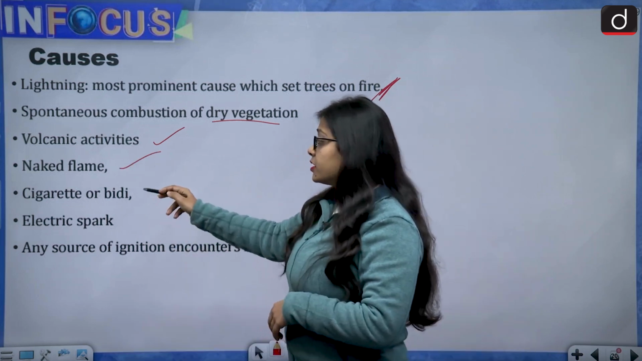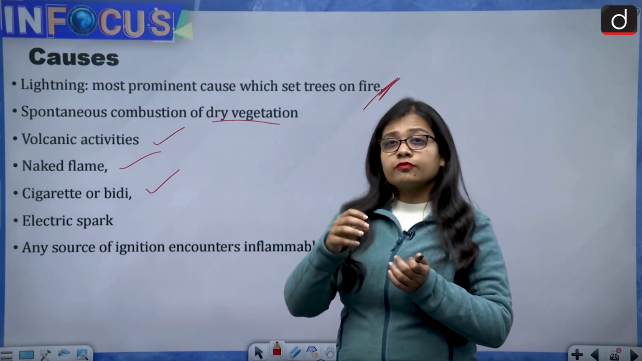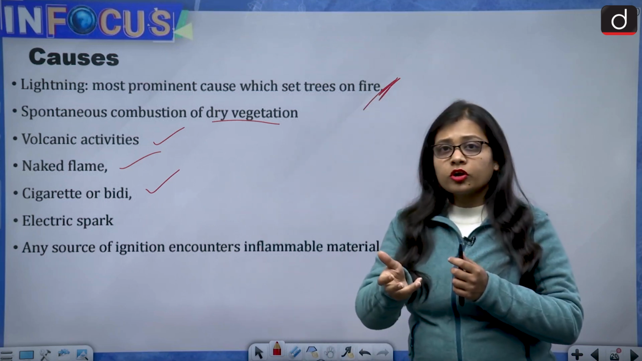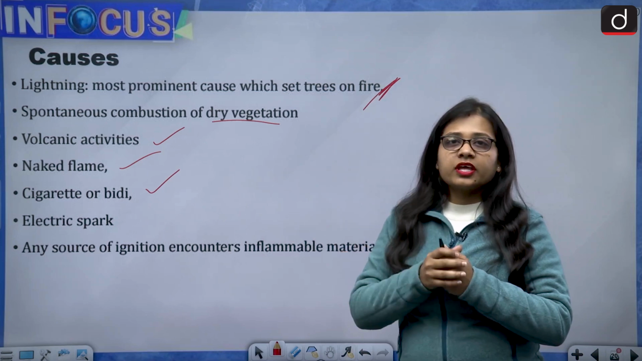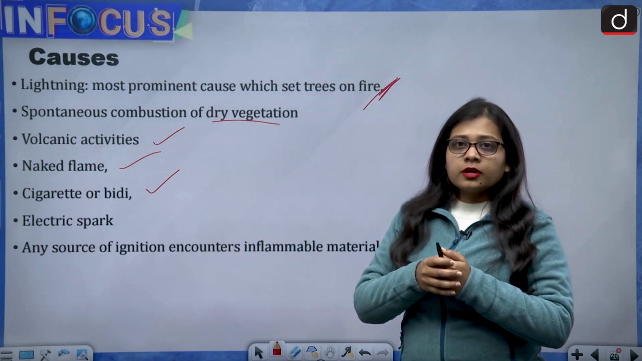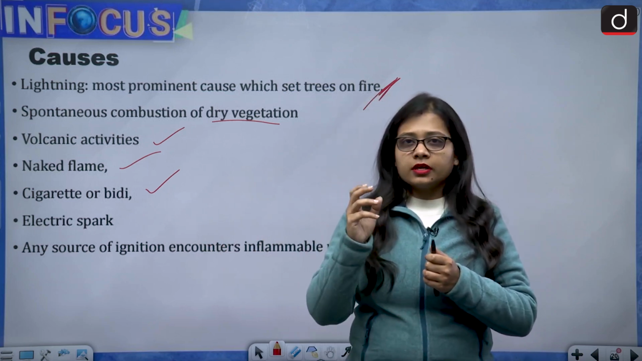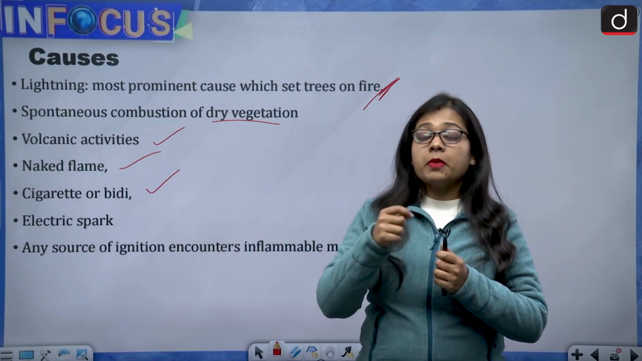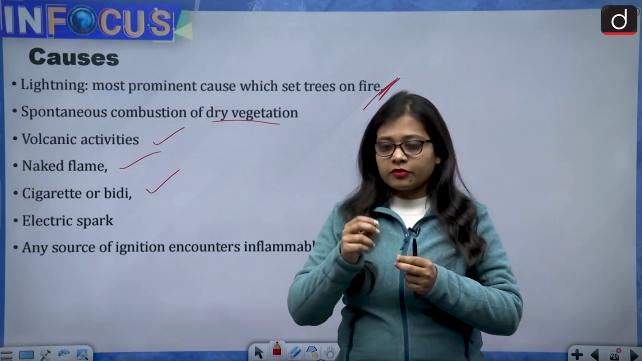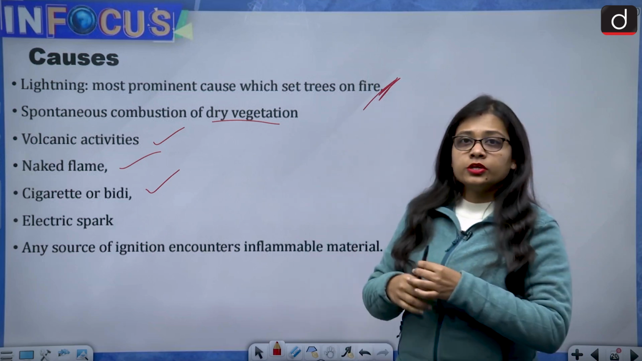Then naked flame. Cigarettes are one of the most common factors nowadays for forest fire, and because we usually do not put much attention towards it, this is one of the major causes of man-made forest fire also, because we throw cigarettes away carelessly. But many a time we see that because of that cigarette, the fire starts at a very small level, but it goes on to become huge.